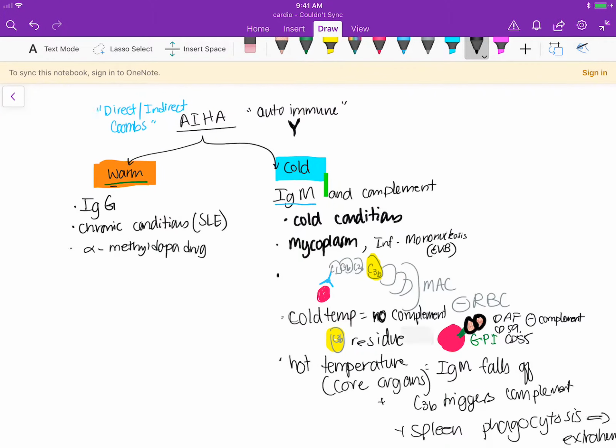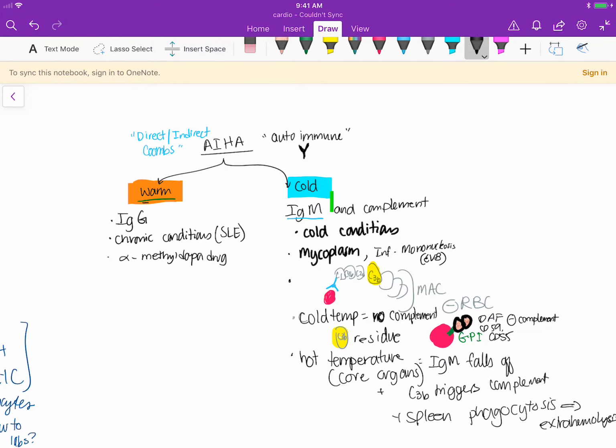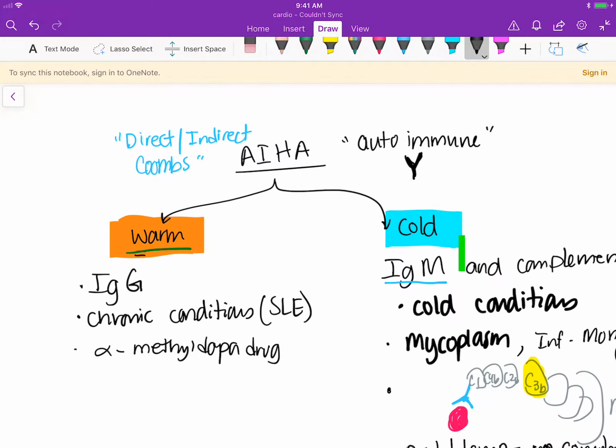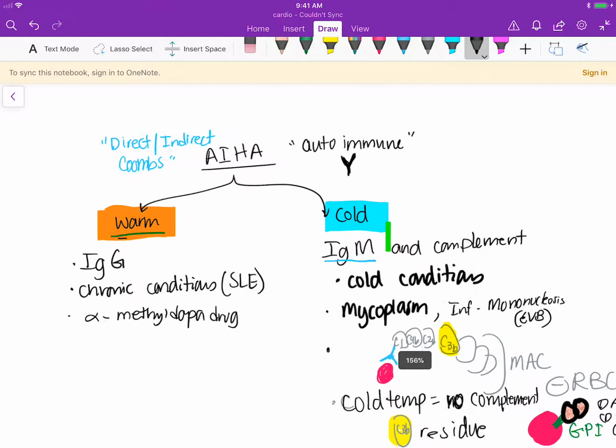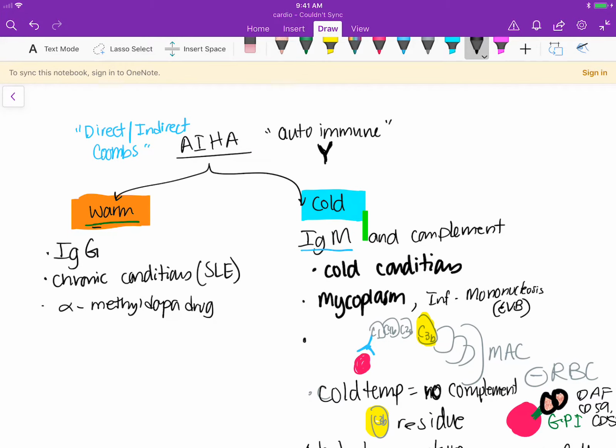So hopefully this gives you an idea about the cold and the warm hemolytic anemia. Remember, warm weather is great, so it's going to be IgG. Usually it's a sign of chronic conditions, in warm temperatures, and it can also be induced by alpha-methyldopa. Cold is IgM and complement. Cold autoimmune hemolytic anemia is triggered by IgM and complement. Usually cold conditions, Mycoplasma, and infectious mononucleosis are associated with cold hemolytic anemia.